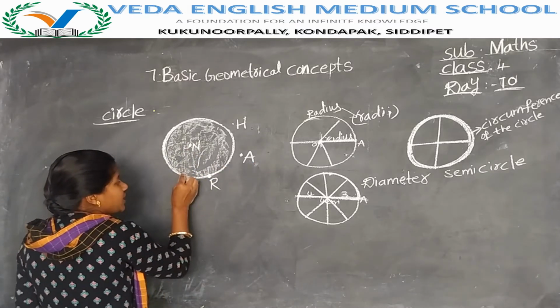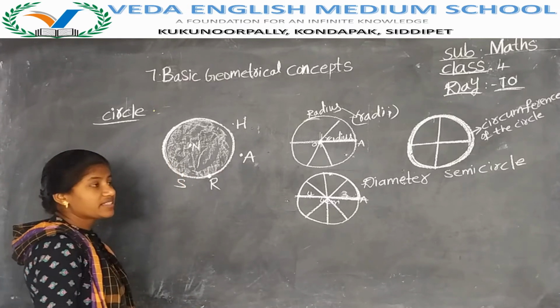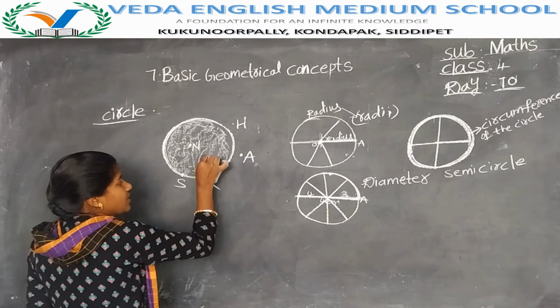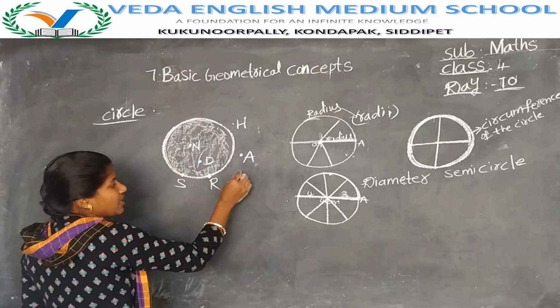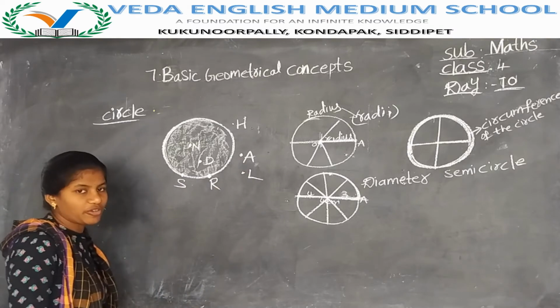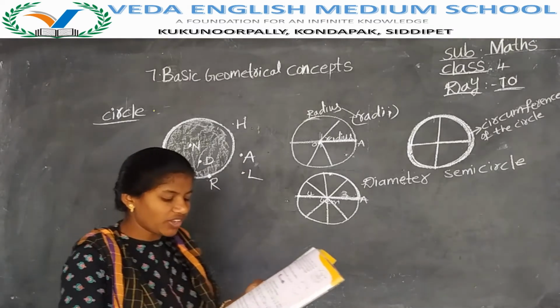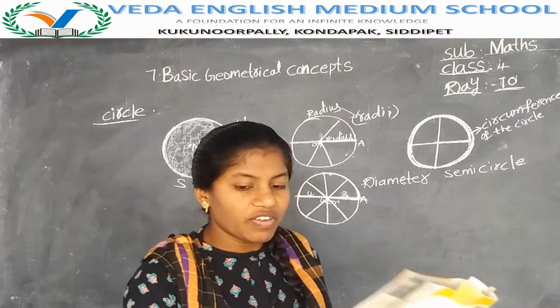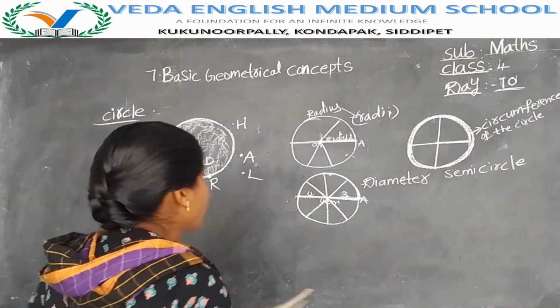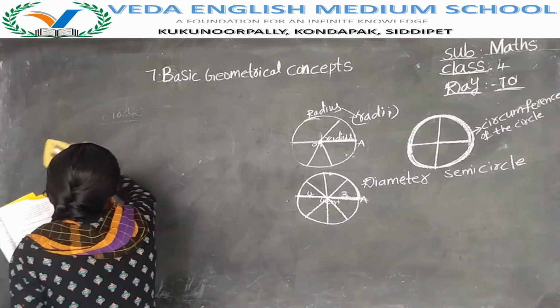Then point S is on the circle, point D, interior of the circle, point L, exterior of the circle. These are the parts of the circles: interior, exterior, on the circle. Then based on that we have to go for exercise 7.4. Fill in the blanks. They have given fill in the blanks. Now we have to complete that. Exercise 7.4.